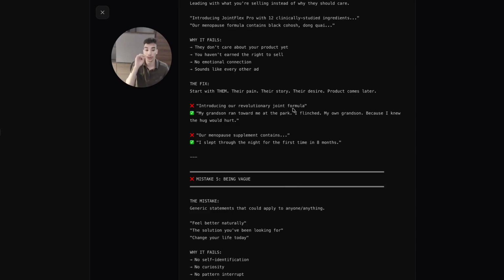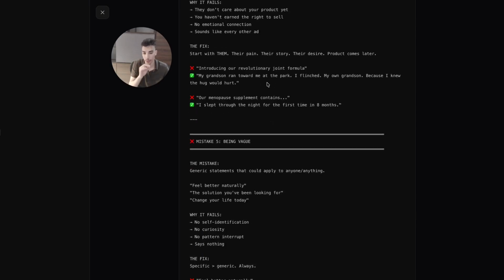Instead of "Introducing our revolutionary joint formula," try: "My grandson ran toward me at the park. I flinched from my own grandson because I knew the hug would hurt." You know, the grandma gets scared that if she hugs him, she's going to get hurt. So it's relatable to people in that situation, and that's how you start.